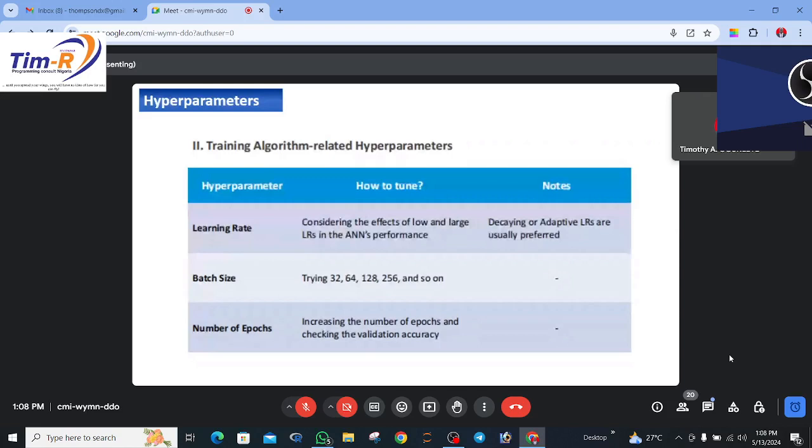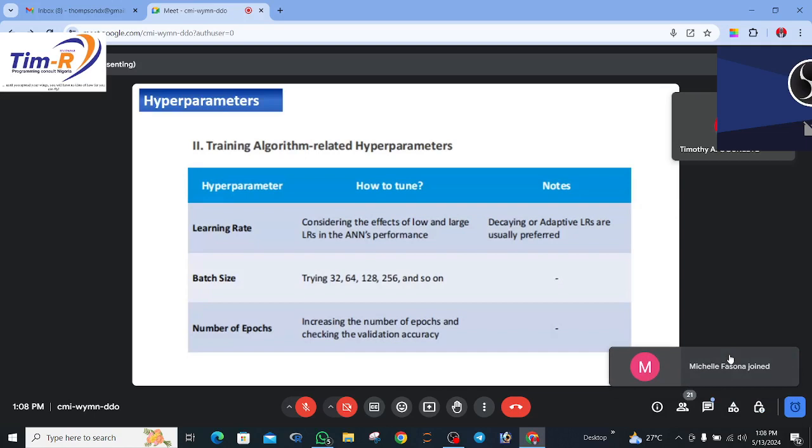And there's a reason for that. Decaying or adaptive learning rates are usually preferred because there are certain models that need adaptive learning rates, which means that the learning rate needs to be changed at intervals when it enters another epoch. When it has entered the second epoch, third epoch, 100th epoch, we need to adjust the learning rate so that they won't be overfitting or underfitting as well.